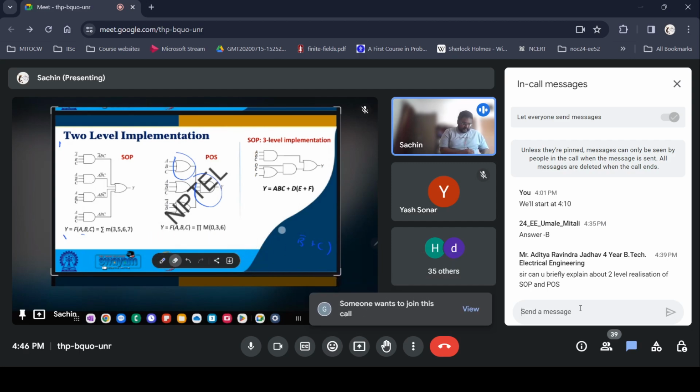So again you can see that there are two levels. The first level has only OR gates. The second level has AND gates. That's why this first one is called AND OR, because there are AND gates first and then there are OR gates. AND OR two level implementation. POS, it's called OR AND. So that's AND OR and OR AND. That's the two level implementation.